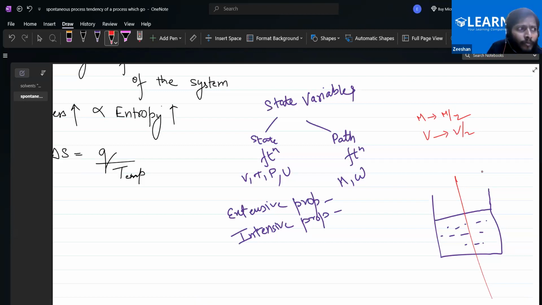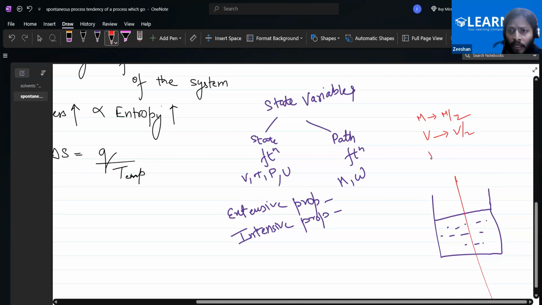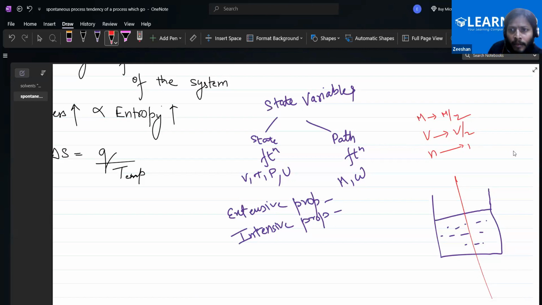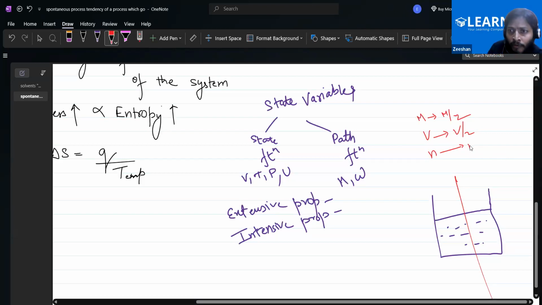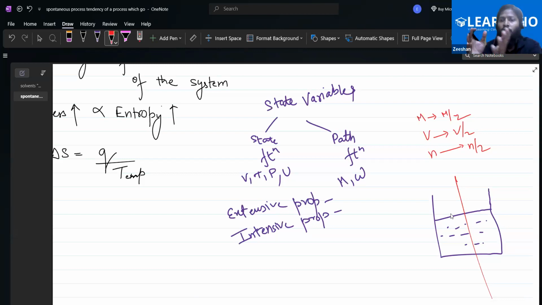If we talk about moles, do moles also become half or not? It doesn't become half. No, moles also become half. How? See, if you cut this container into half, half the number of moles come in this part and half the number of moles come in this part, right? Got my point? Yes, sir.